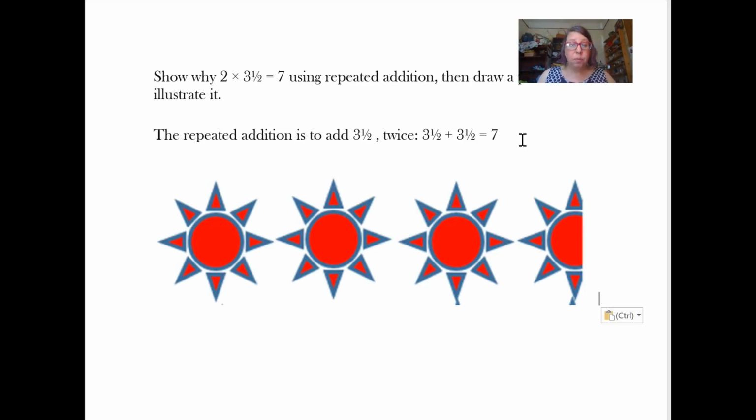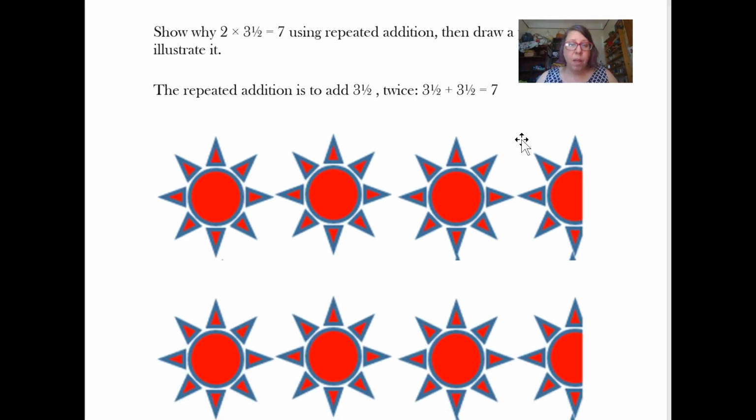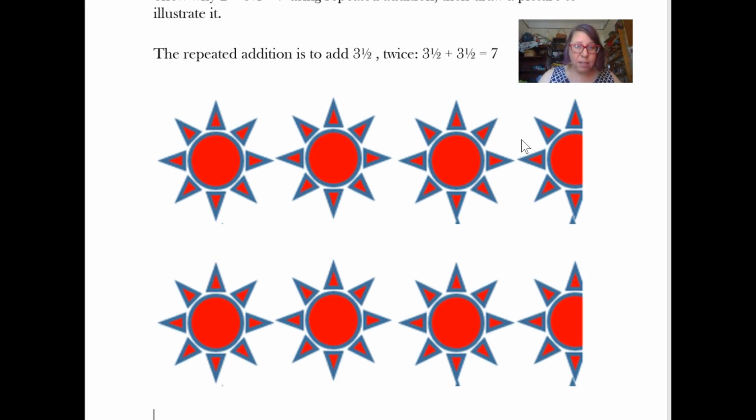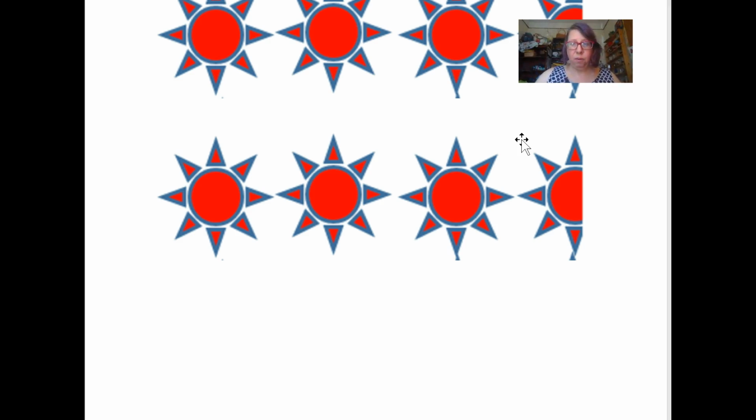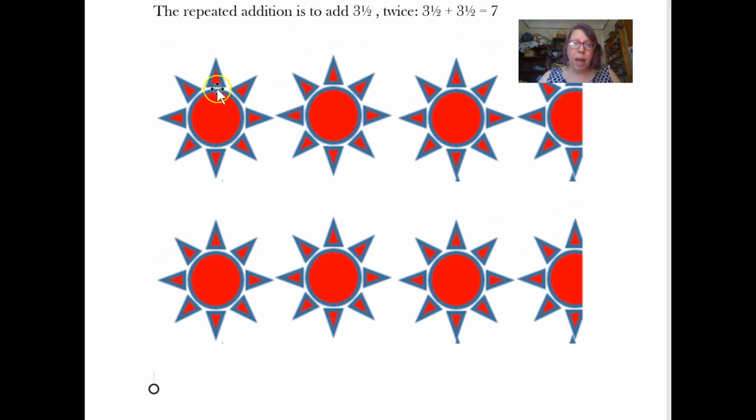So we can start with 3.5 stars. If we want to model the multiplication using the stars, we can say, all right, 2 times 3.5 would be if I had 2 sets of these stars. If I wanted to do 3 times 2.5, I would have 3 sets of stars. And I could add one more set of stars for 4 times 2.5. But for here, let's just do 2.5 times 2, or 2 times 2.5.